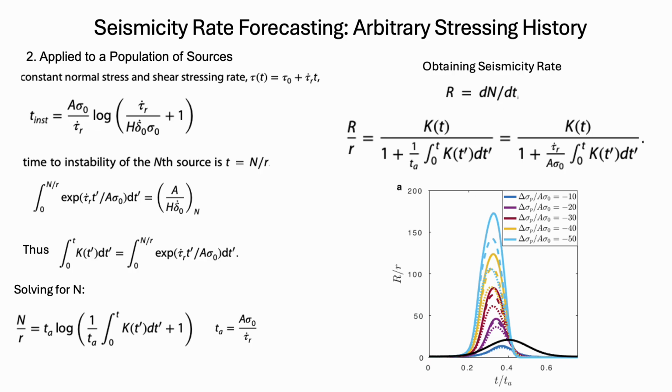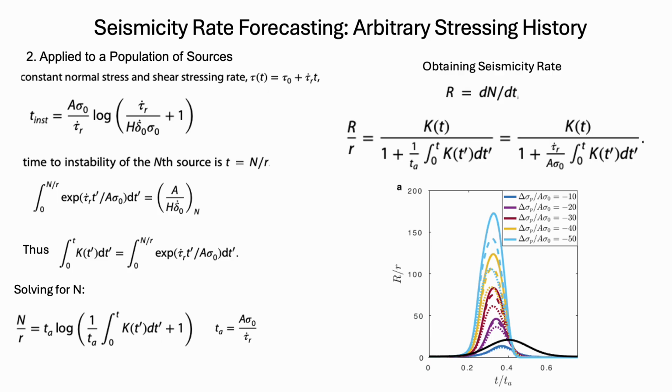Further going down, we applied this time to instability for a single source to a bunch of sources, just like Dietrich did. We assume a constant normal stress and a shear stressing rate, which changes with the equation given over here: tau(t) is equal to the reference shear stress plus the shear stressing rate times time. And the time to instability now assumes this formulation: A sigma naught divided by the shear stressing rate, times log of the shear stressing rate by H, reference slip rate and initial normal stress, plus 1.